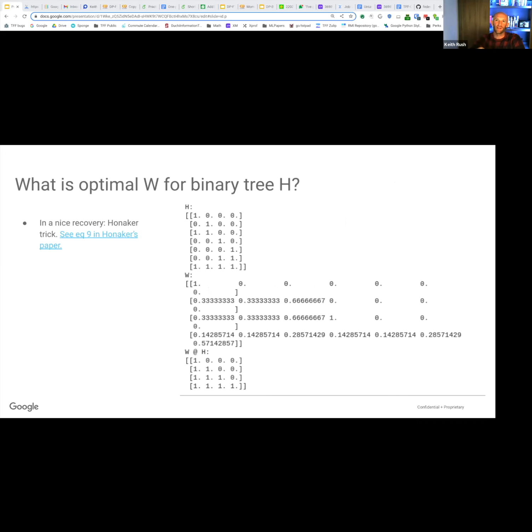Okay, in a nice recovery, what's the optimal W for a binary tree H? It's exactly what Honecker wrote in his paper, actually. So you will see that these are the right values for the Honecker estimator from below. So this is the constrained version. You can also do the unconstrained version, which is just the pseudo inverse of H multiplied by the matrix representation of S. So you can recover all those things just by using that.